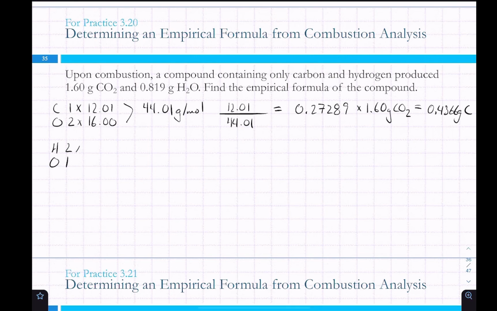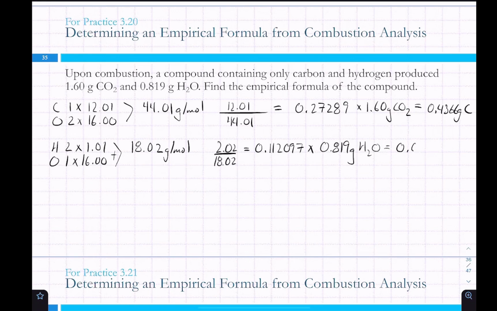2 hydrogens, 1 oxygen. So it's going to be 18.02. And then it's 2.02 divided by 18.02. So it's going to be 0.112097. And then what do I multiply that by? The mass of the water, 0.819. It's going to be 0.0918 grams of hydrogen.